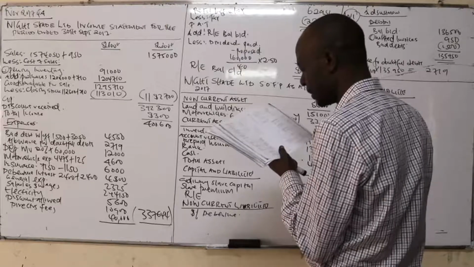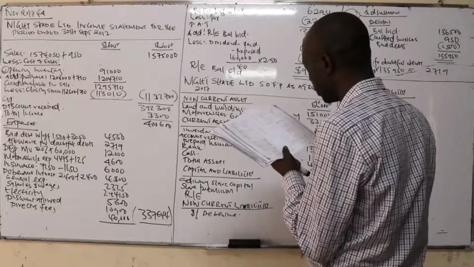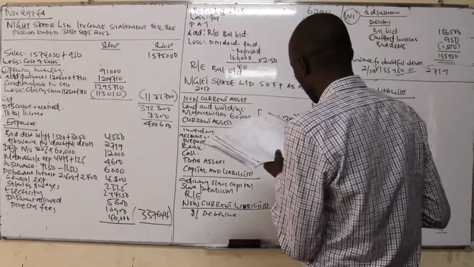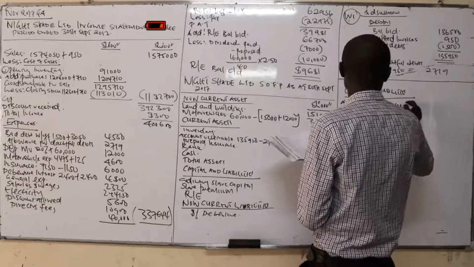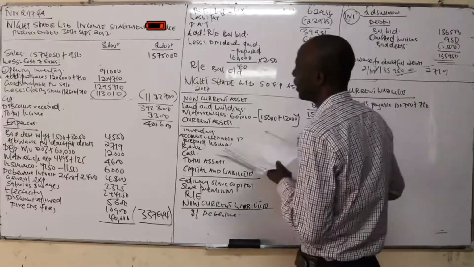100,700. Accounts payable, how much? 100,700, isn't it? Plus 710. What was 710?